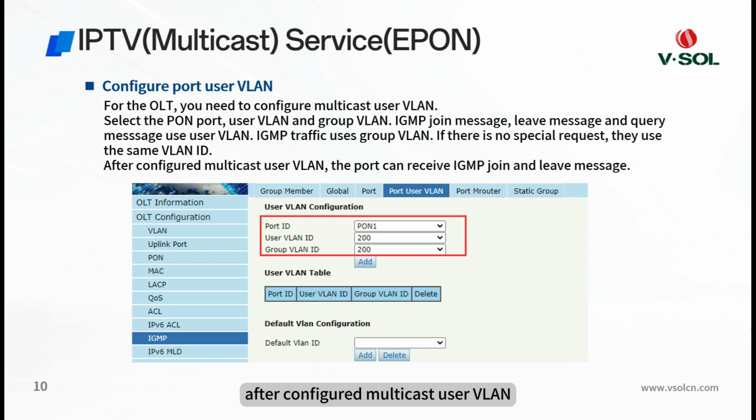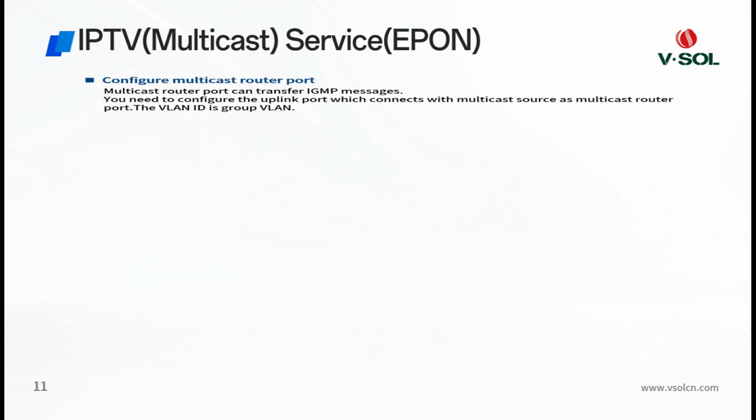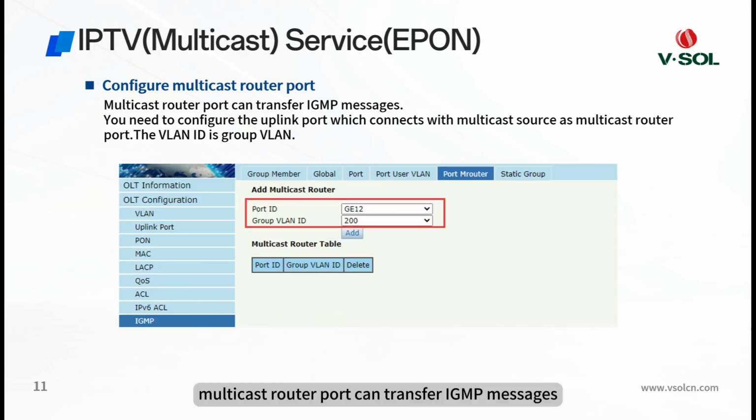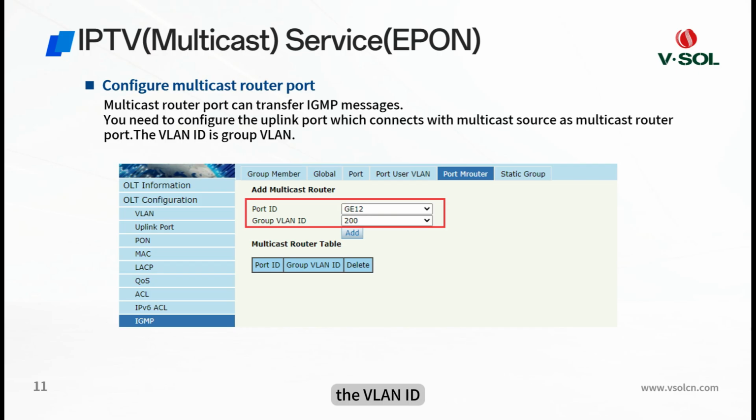After configuring multicast user VLAN, the port can receive IGMP join and leave messages. Multicast router port can transfer IGMP messages. Configure the uplink port which connects with multicast source as multicast router port. The VLAN ID is group VLAN. Only when setting up correct multicast ports, OLT will forward multicast data.